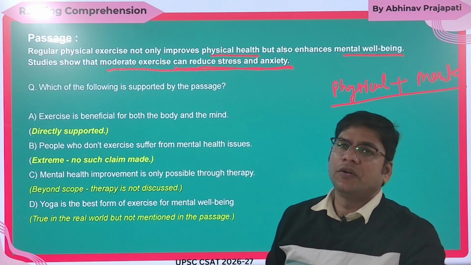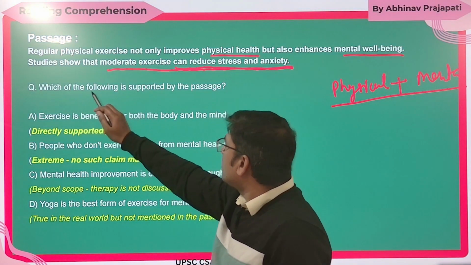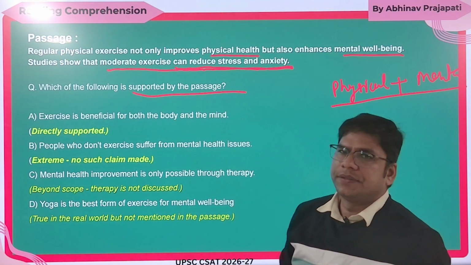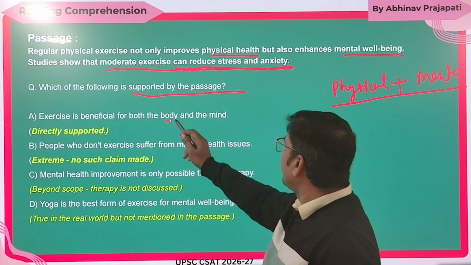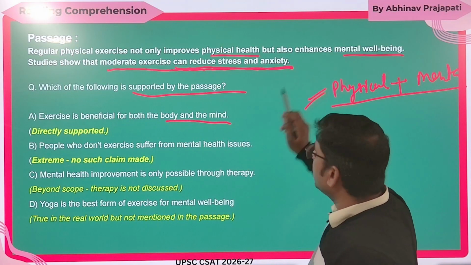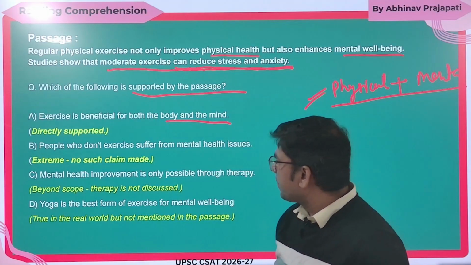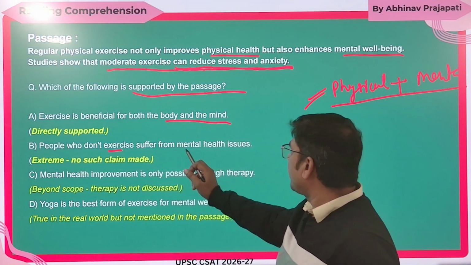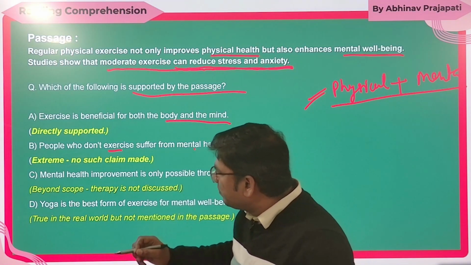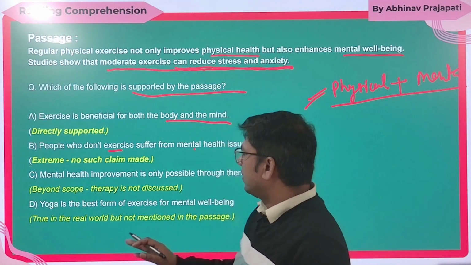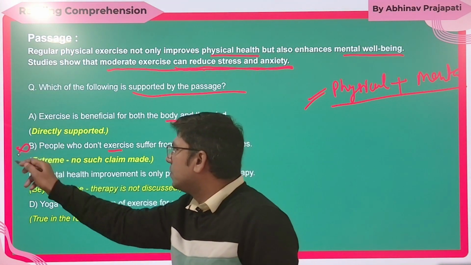Okay, so which of the following is supported by the passage? Exercise is beneficial for both body and mind. Yeah, directly you can deduce this from the passage. People who don't exercise suffer from mental health problems. Okay, this is an extreme claim, which is not discussed in the passage. So this is not the correct choice.